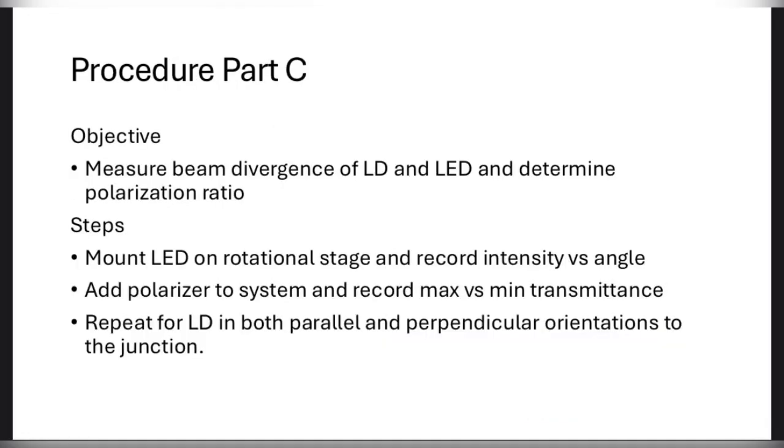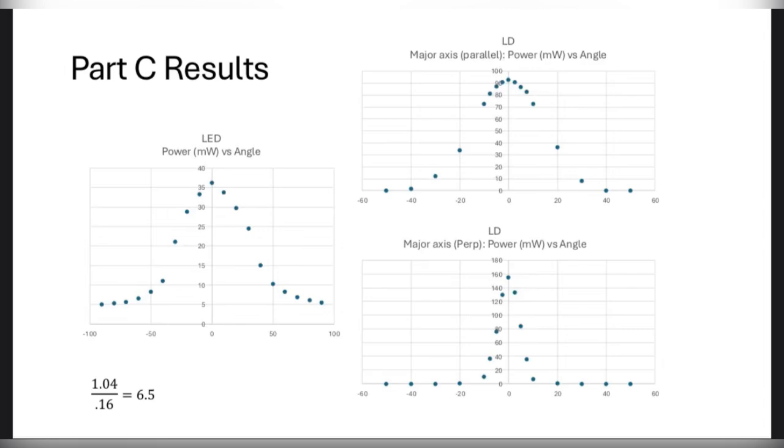Part C, we measured the beam divergence and polarization characteristics of both the LED and laser diode. To begin, we mounted each device on a rotational stage and recorded the output intensity as a function of angle to determine beam divergence. Next, we introduced a polarizer into the setup and recorded the maximum and minimum transmittance of both the LED and laser. The LED had the widest emission spectrum, followed by the laser diode with its major axis parallel to the junction plane, and then the laser diode with its major axis perpendicular to the junction plane. The LED yielded a polarization ratio of 1, while the laser diode yielded one of 6.5.